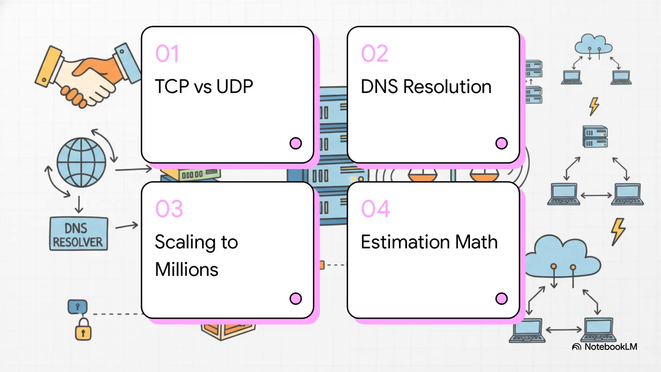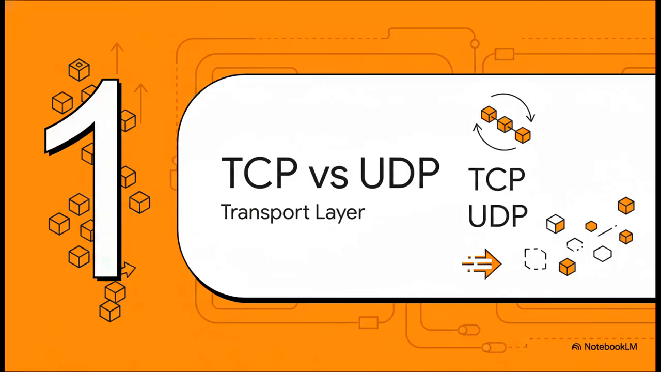Here's our roadmap for today's Explainer. We're starting at the transport layer with TCP versus UDP, then we'll move into DNS resolution, tackle scaling from 0 to millions, and finally, validate those designs with some back-of-the-envelope math. All right, let's hit section 1, transport layer, TCP versus UDP.